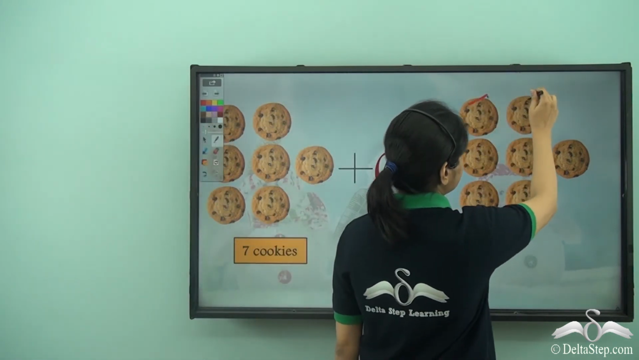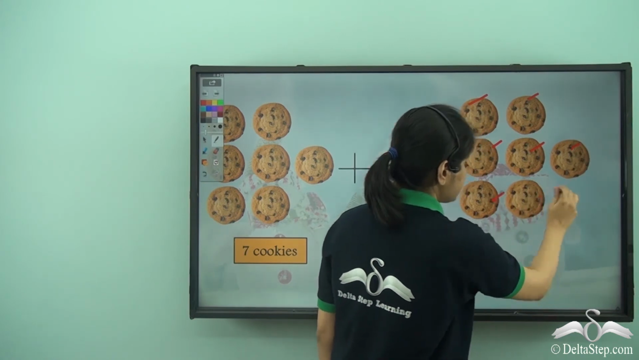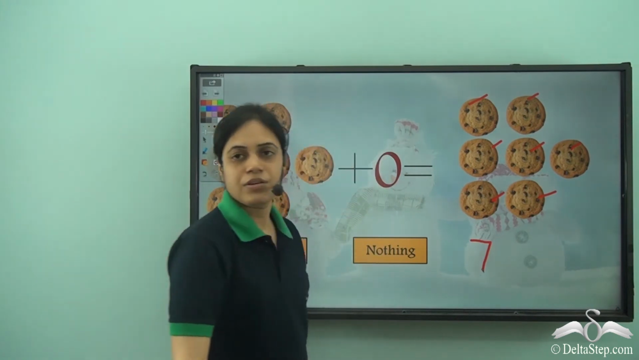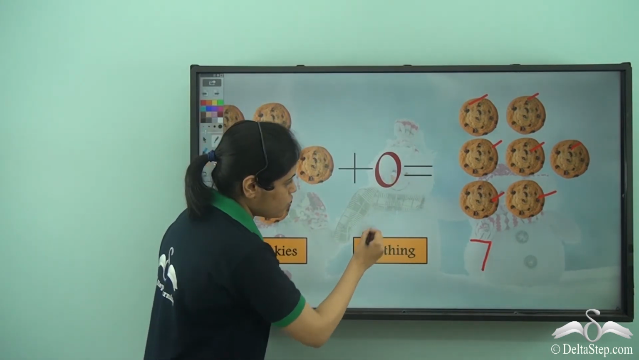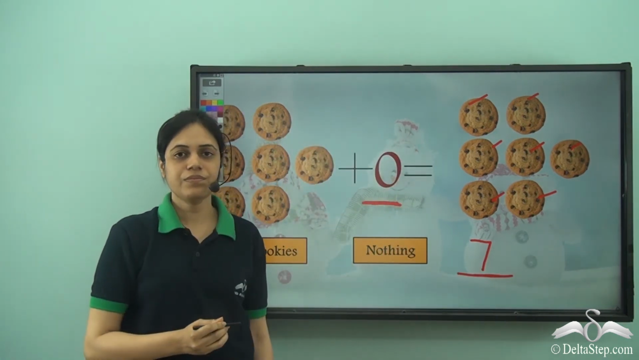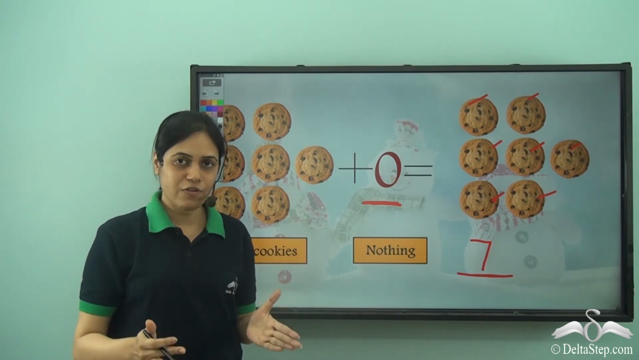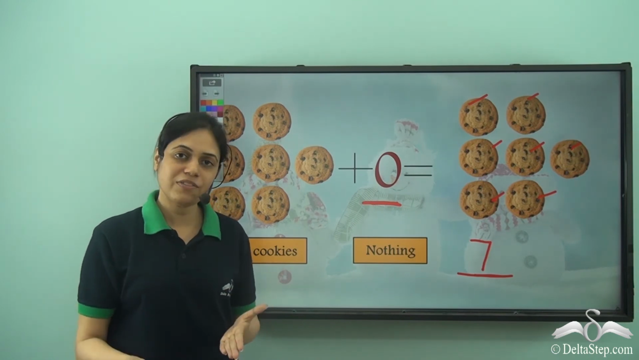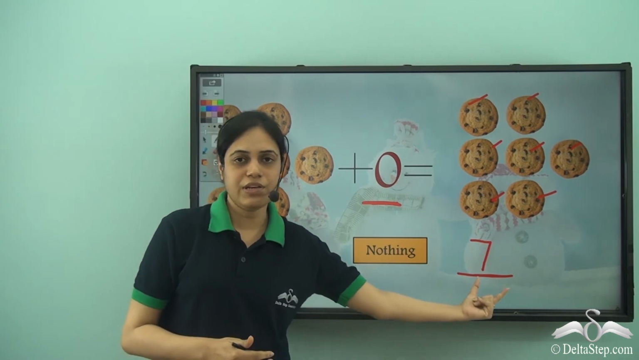There are 1, 2, 3, 4, 5, 6, 7. Once again 7 cookies. So when we add 7 cookies to 0 cookies, we get 7, which is very obvious, right? If you have 7 of something and I give you nothing, you will have 7 of that thing. So 7 plus 0 gives 7.